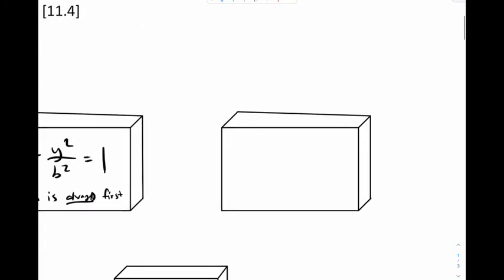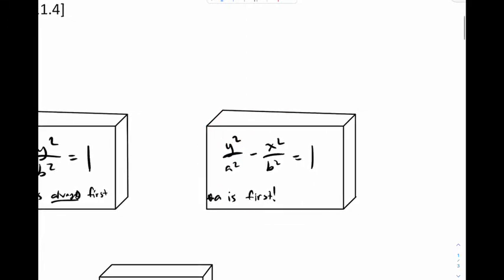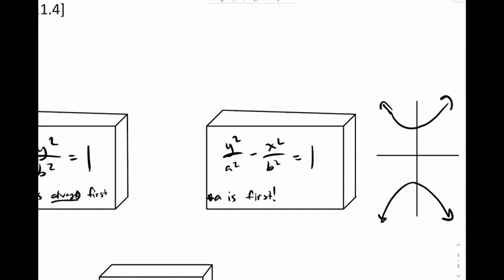Now the other equation is if it flips around, where you'd have y squared over a squared minus x squared over b squared equals 1. And again, you're going to note that a is first. So no matter how you do this, a is going to be stuck right here, and b is going to be stuck right here, no matter what. And if it's y squared first, the orientation will look a little bit different. It's going to look something like this. So think of two vertical parabolas along the y-axis.